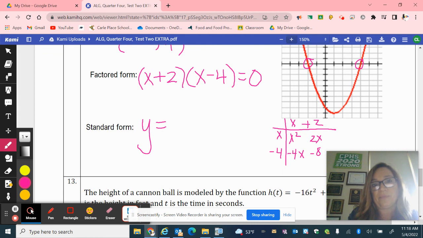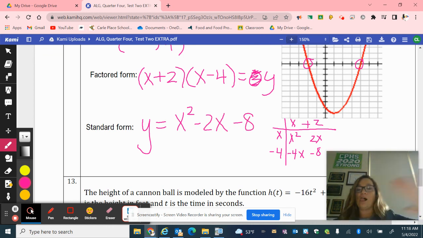Which gives me y equals, you could keep the 0 there or the y. The y is probably better, so I'm going to cross that out and put a y. Okay, so it's x squared minus 2x minus 8. Put it all in the graphing calculator. Everything can go in the graphing calculator to check.